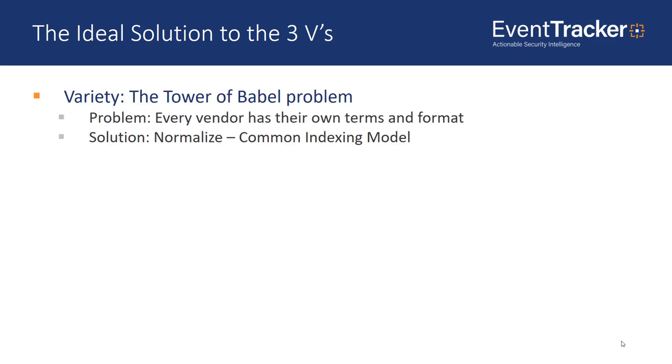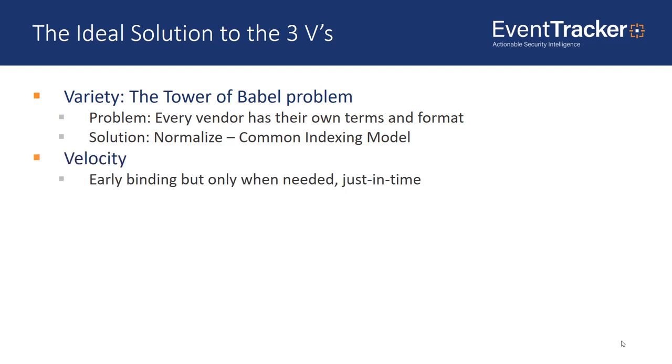The ideal solution to the 3 V's: if you set aside the technology of EventTracker 8 and ask, what does it take to really solve this problem? From the variety side, the problem is that it's a Tower of Babel out there. Every vendor has their own terms, their own format. So a solution would be normalization. Have something common, a common indexing model, a CIM, if you will, so that you can reduce everybody's language and terminology to a common one.